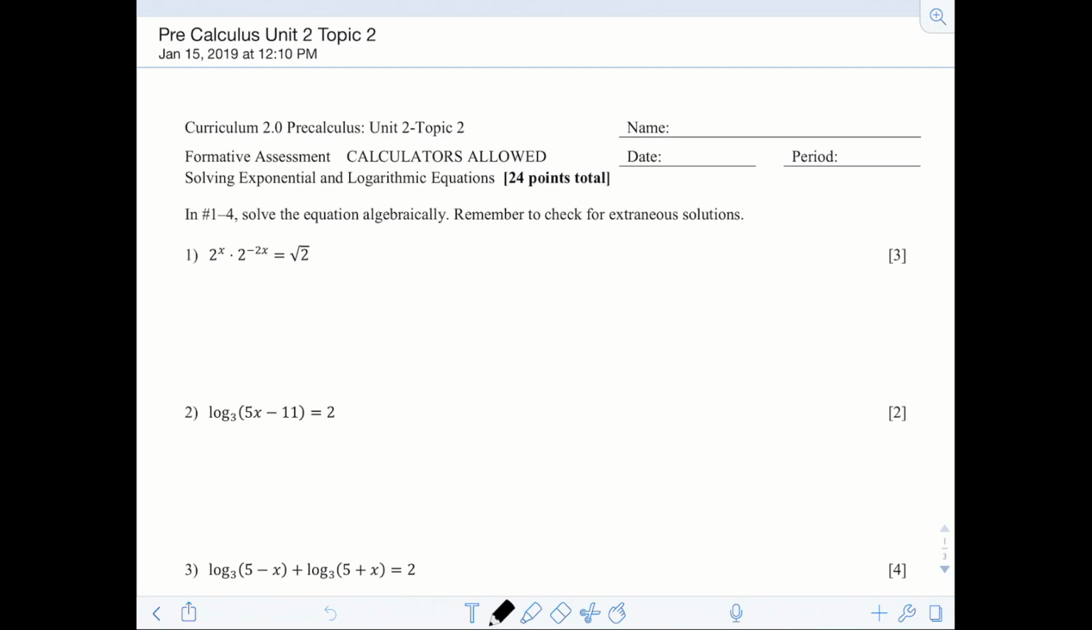Welcome to Pre-Calculus Unit 2, Topic 2. So we're going to be going over some of the problems. In number 1 through 4, solve the equations algebraically. Remember to check for extraneous solutions.